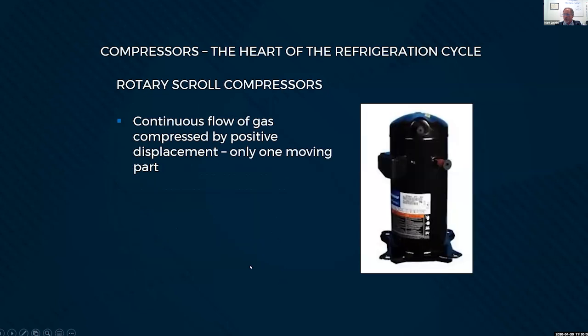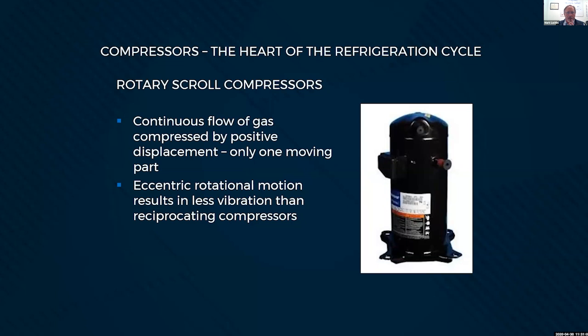Last but not least, we can talk about the rotary scroll compressor. These are probably the most common type of compressor you see out there, in all residential systems. These go down to half a ton and up to about maybe 20 tons or so, typically. They also do continuous displacement. There's only one moving part, which is an eccentric rotor.